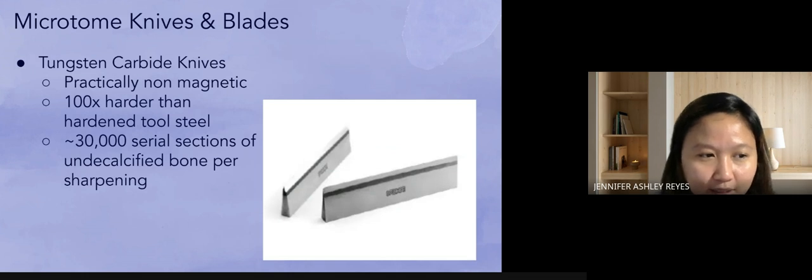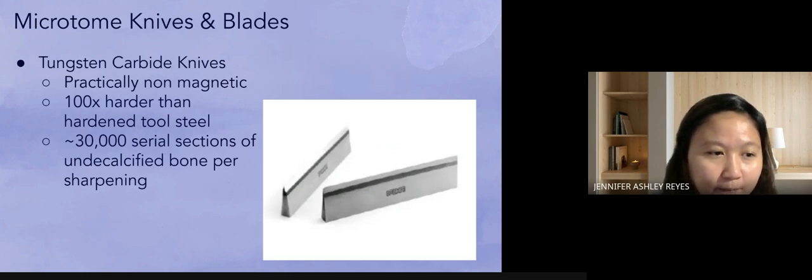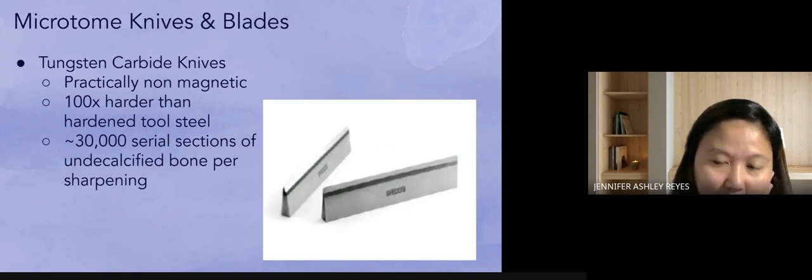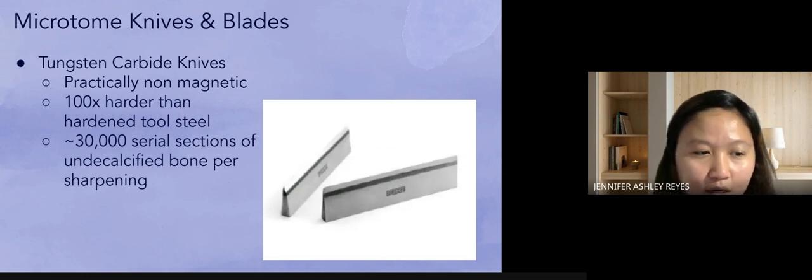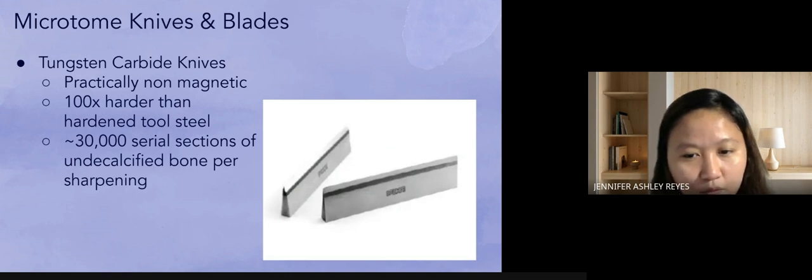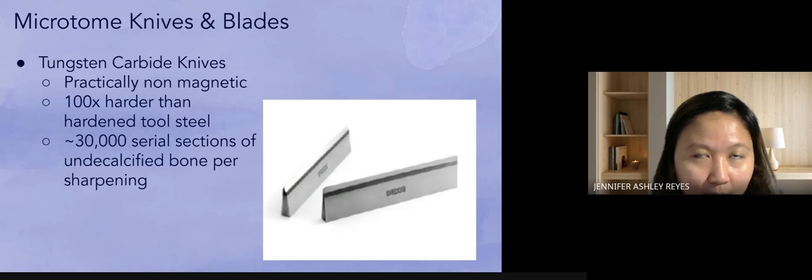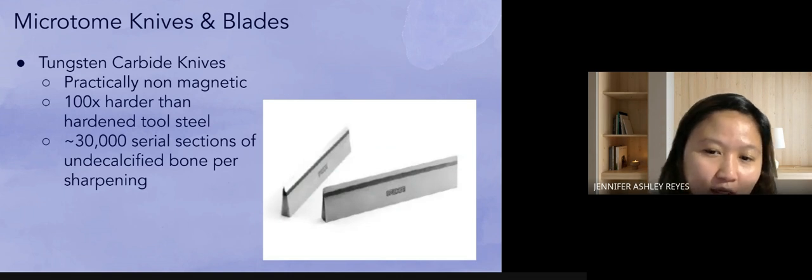We also have what we call the tungsten carbide knife. These are non-magnetic metal knives. They are great when you have a specific imaging technique that you want to elicit, and they are harder than steel.